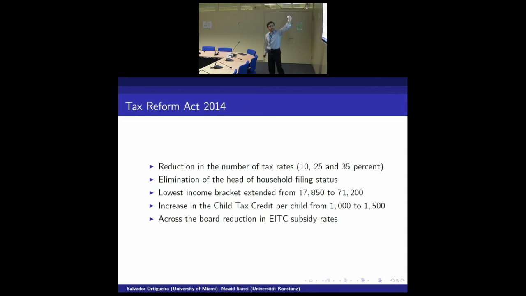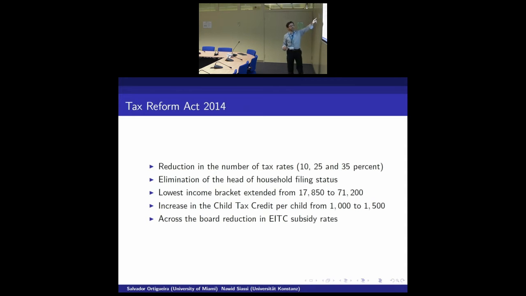It reduces the number of tax rates to 3: 10% in the first bracket, 25% in the second bracket, and 35% in the third bracket. It eliminates the head of household filing status. The lowest income bracket is extended from $17,000 to $71,000. This is going to be the main thing. Nowadays, the first bracket stops at $17,000. Under this reform, it will be extended to $71,000. It's a huge extension, with only a 10% tax rate for people earning up to $71,000.